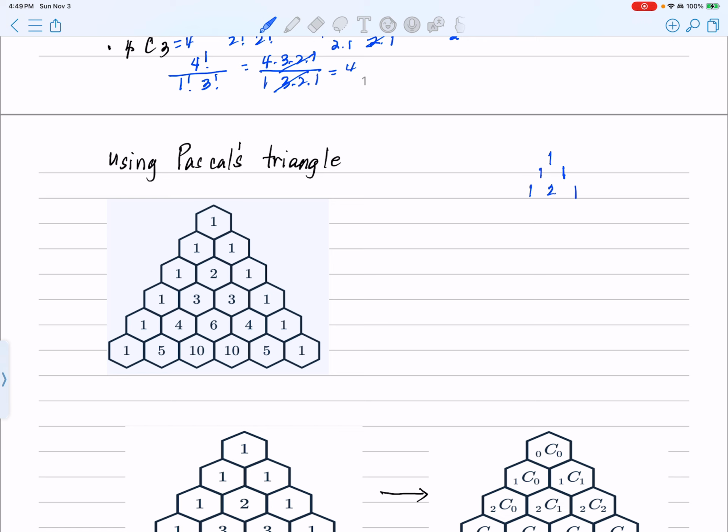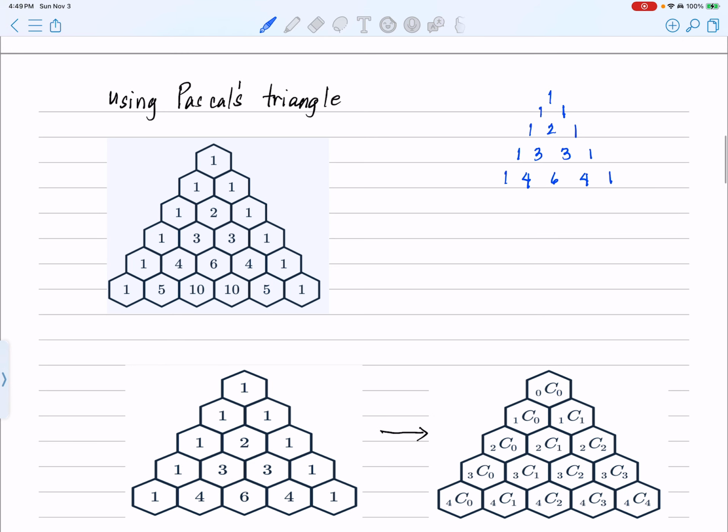Then we begin with 1 and end with 1. Find the middle numbers by adding the numbers above. So I begin with 1. Then 1 plus 2, that's 3. 2 plus 1, that is 3. And then I have 1. And that is how we do it. Doing the next step again. 1 plus 3, that is 4. 3 plus 3, that is 6. 3 plus 1, that is 4. And end with 1. And that is how you're going to write it.